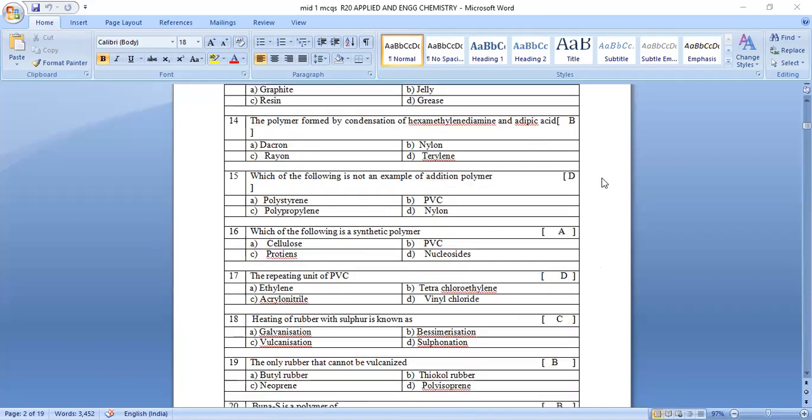Next, the repeating units of PVC. PVC contains repeated monomer units, which we call vinyl chloride. Vinyl chloride gives rise to polyvinyl chloride.